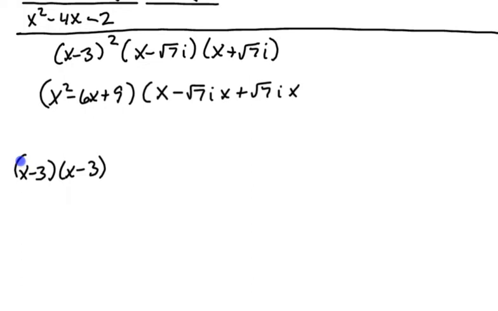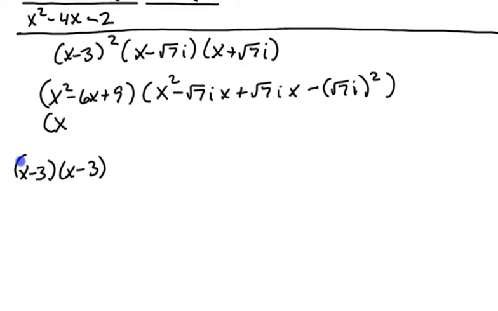And then finally, we have minus the square root of 7i squared. This should be x squared. So what is the square root of 7i squared? Well, the square root of 7 times the square root of 7 is 7, and i squared is negative 1.